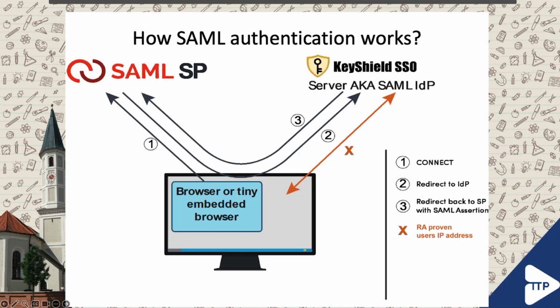And KeyShield needs to authenticate you. No client, but we work with the IP address, so we know who is the user. We prepare the assertion. Assertion is a signed XML file which informs the SP who is the user. And we redirect the user, the browser, back, this time with the assertion in the header, and you are in. It's fast, it's reliable, it works very well.